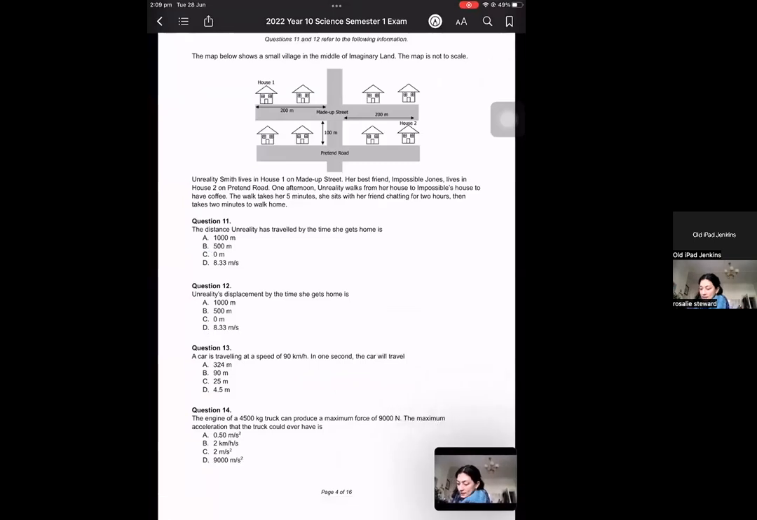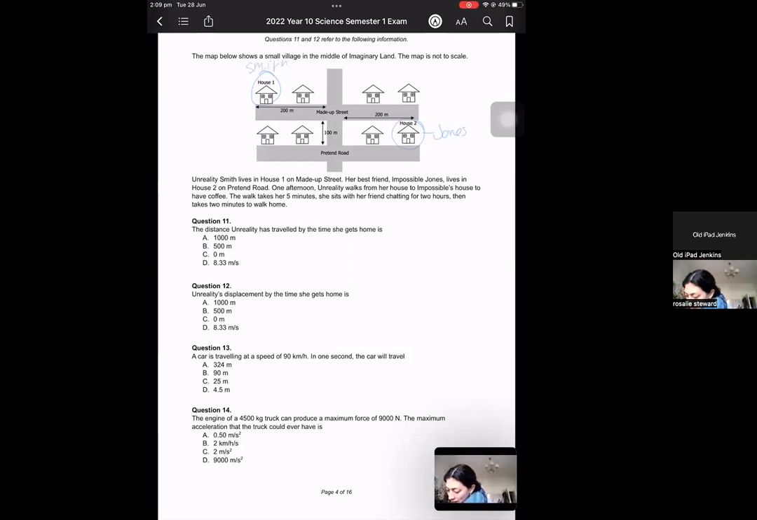All right, now let's have a little look here. I may have to pause to do calculations to not take up too much of your time. Okay, the distance, here is a map. It's about interpreting the map. So the distance Unreality has traveled, and Unreality lives in house 1. By the time she gets home is, so she lives in house 1. Her best friend, Impossible Jones, lives in house 2 on Pretend Road. Smith and Jones, let's call them that.